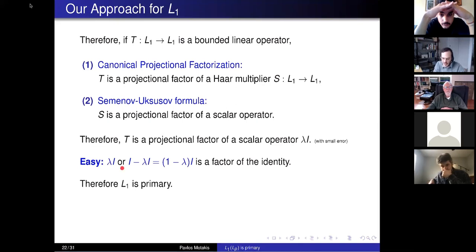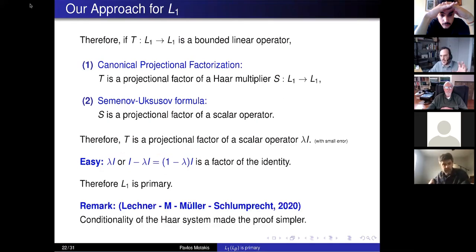And then it is very easy to show that for any operator, either itself or the identity minus the scalar operator is a factor of the identity. Therefore, L1 is primary. And this is similar to our Alspach-Enflo-Odell approach. We put 2 and 2 together. We realized that two things work well together.